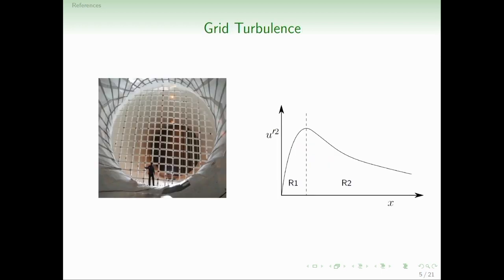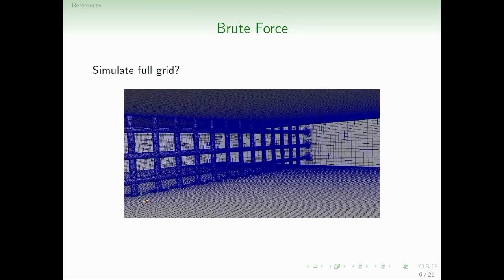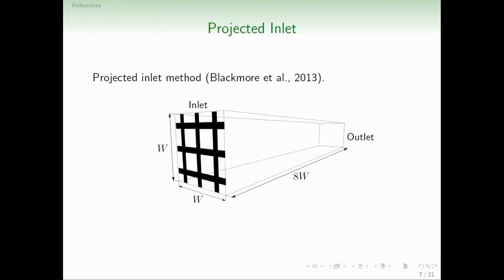And briefly on grid turbulence, we pass a uniform flow through a grid, and we have two regions, a region of production of turbulence near the grid, and a region of decay, which becomes universal as we increase our downstream position. We could simulate the full grid itself upstream of our geometry. That would be a rather brute force approach. So instead, I opted for the projected inlet method of Blackmore et al.